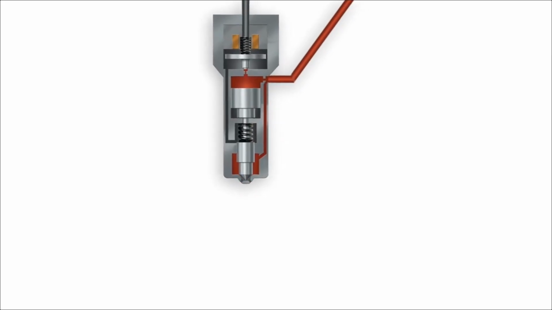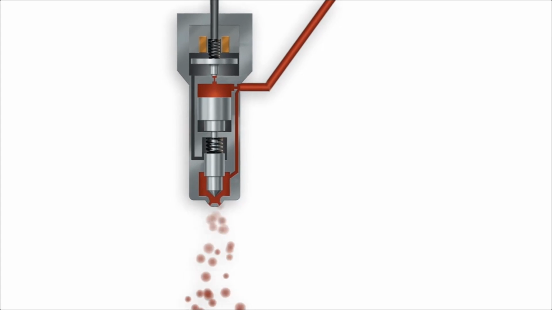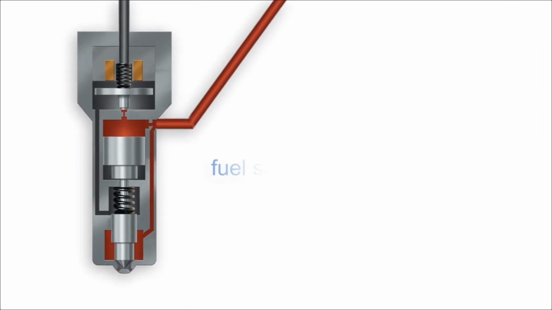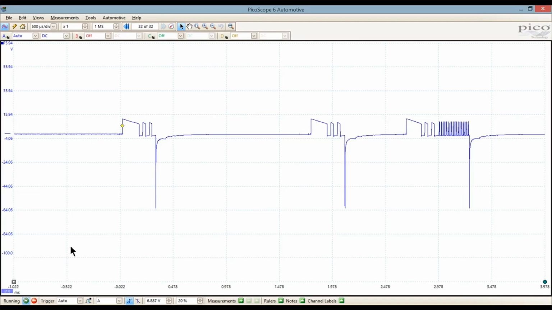The injectors deliver several small quantities of fuel, known as pilot injection or pre-injection, and then the main injection quantity. This gives us a saving in fuel and a reduction in emissions that was not available in the old mechanical systems. I have an oscilloscope connected to one of the injectors. Let's have a look at the pattern. With the engine running, you can see the pilot injection pulses and the main injection pulse. I'll just pause the waveform and have a closer look.